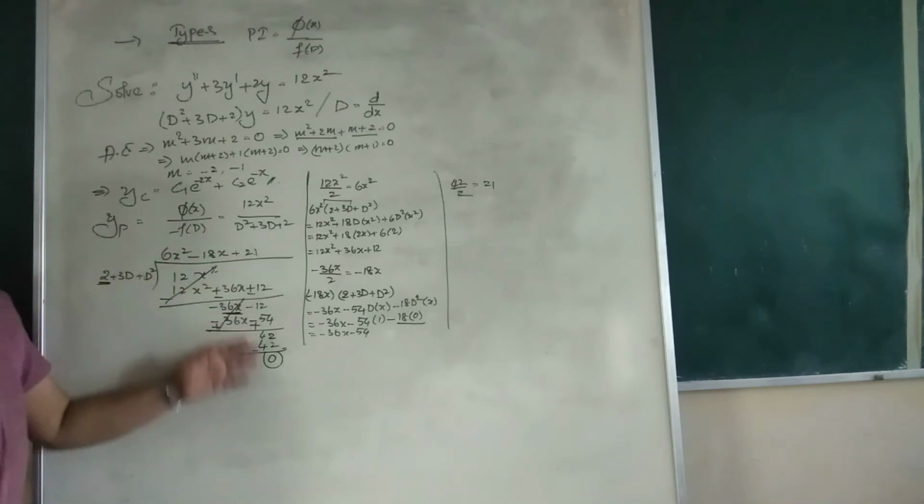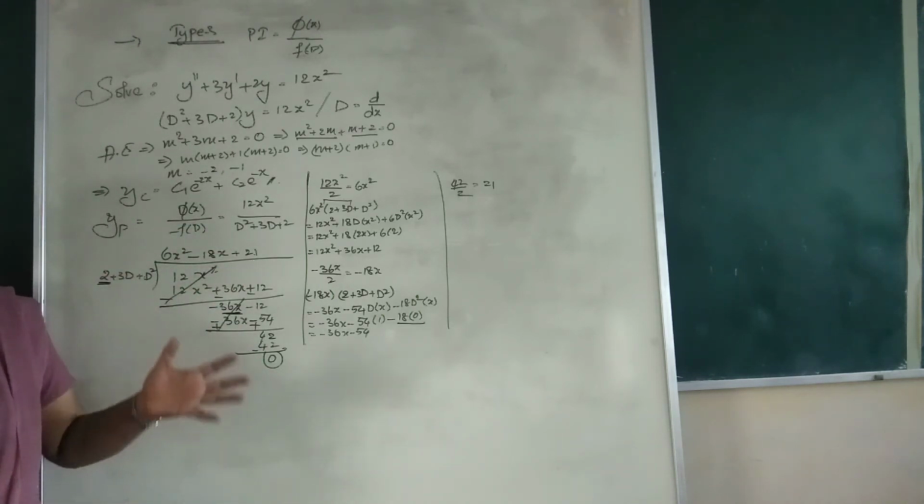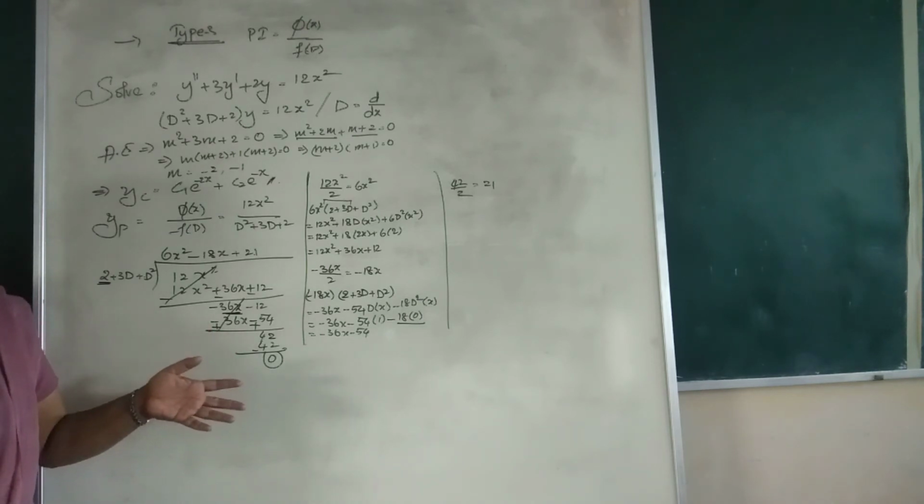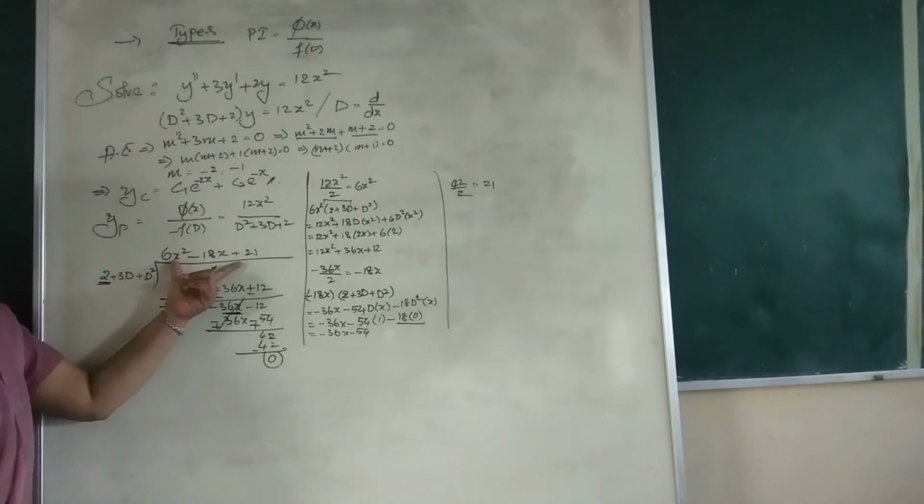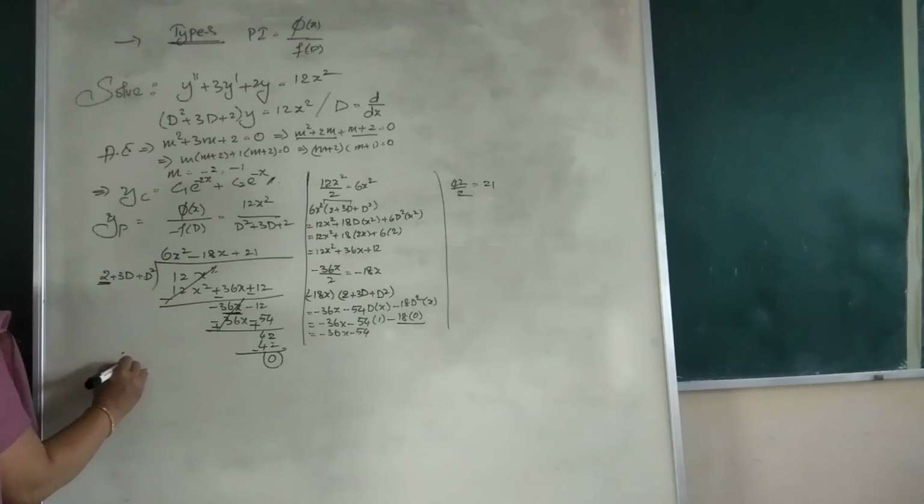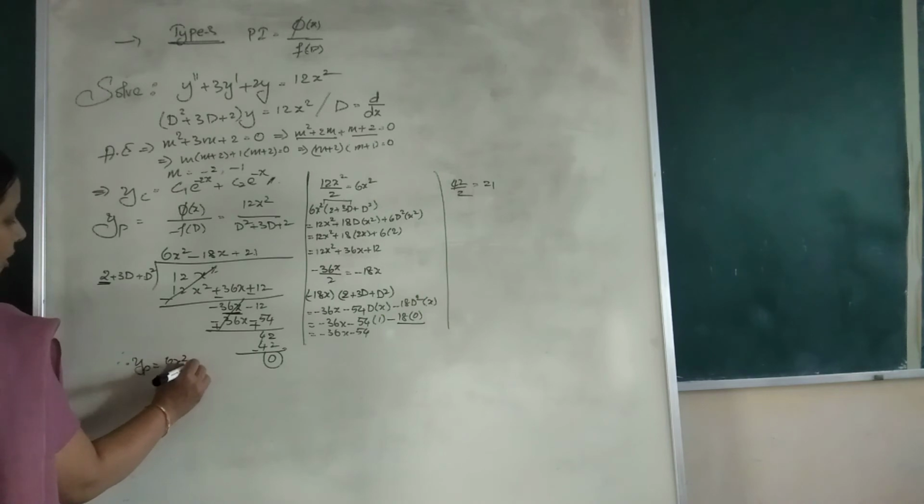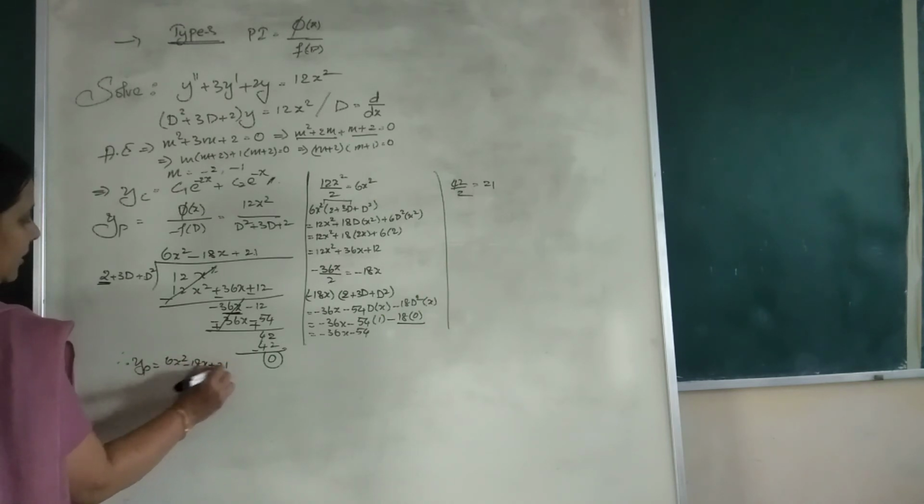So this long division has to be performed till you get 0, and blindly you are not going to do any further simplification. Blindly pick up your quotient in this long division, and that is our particular integral in this case. Understood? Therefore, in this case, yp is equal to 6x square minus 18x plus 21.